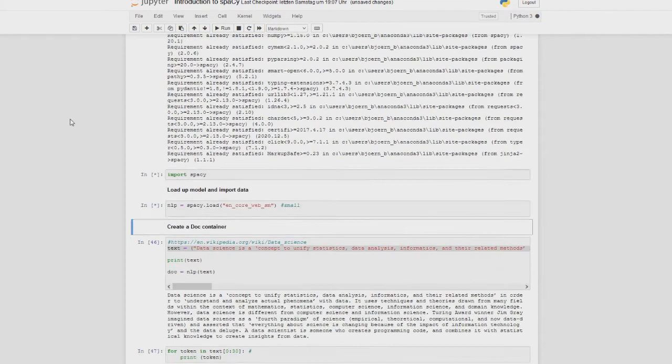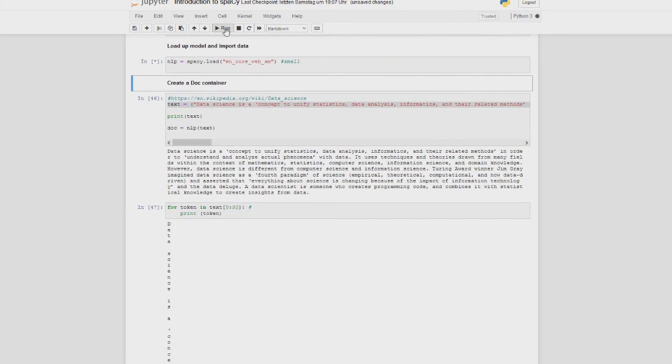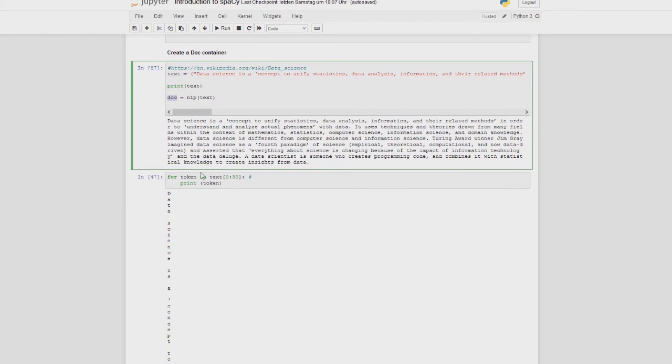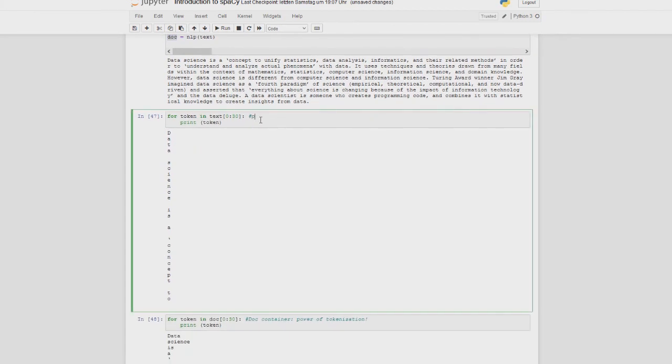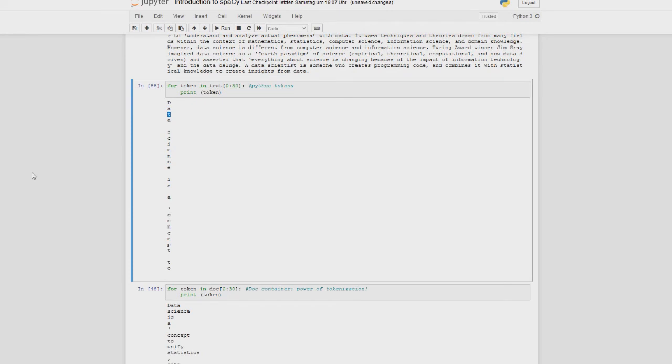To illustrate the first steps with spaCy, I just took the Wikipedia article Data Science and did the first steps with spaCy. As mentioned before, we now use this NLP object on our text, and this produces the doc container. To illustrate the first steps that now happened within this doc, I first provided a view of how Python would tokenize the text. So Python would just split the words and sentences into its letters, so there's no real identification of words or sentence boundaries or whatever within the doc container.